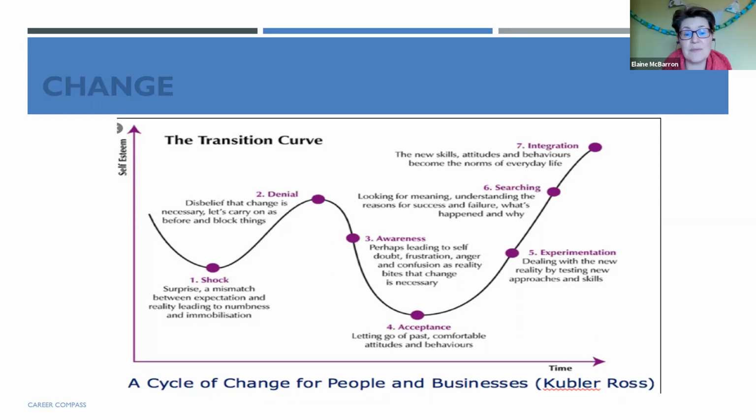Once we are getting into the stage of acceptance, we are beginning to let go, and we are beginning to get a little bit more comfortable with the new normal, as everyone is talking about it. And then we go from acceptance into maybe experimenting, testing new ways of doing things, testing new routines. And I think we're all a lot in that sort of stage as well. And then we move through searching and integrating the new skills and attitudes into our new daily lives.